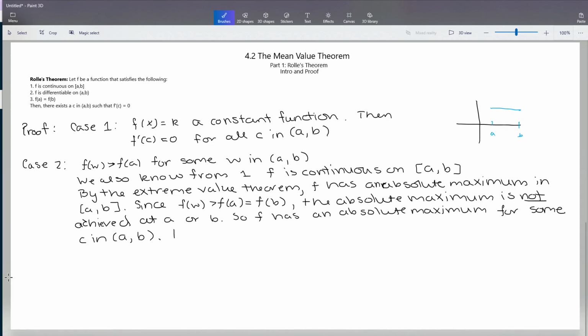We would say that this point is also a local maximum. If it is the highest point on the whole interval, it must also be the highest point nearby.